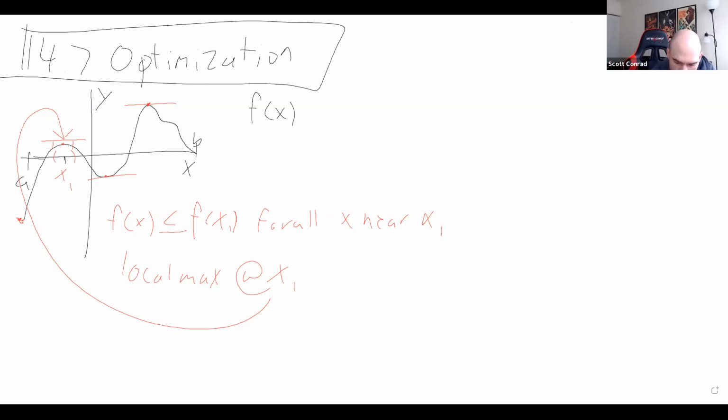So for instance, here, pretend the tangent line is horizontal there, or the derivative is 0. That's what we call an inflection point. It's neither a local min nor a local max, because you can find points where the graph is higher, no matter how close you look, and points where the graph is lower.